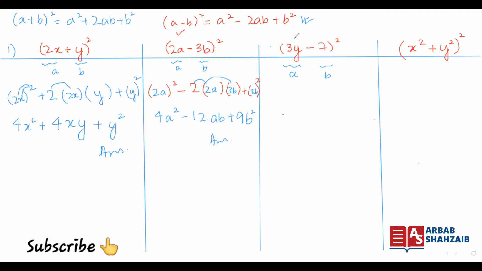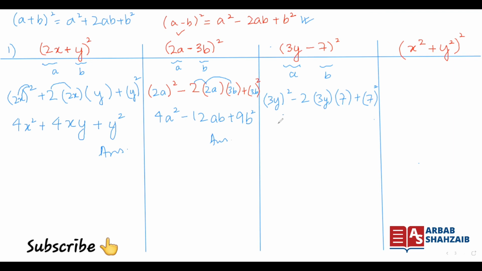And how will we do? We will leave the empty spaces for a and b in the formula. A square minus 2ab plus b square. So we need to write the values of a, b. Okay, that's why I am leaving the spaces. So here, what is a here? 3y. What is b? 7.